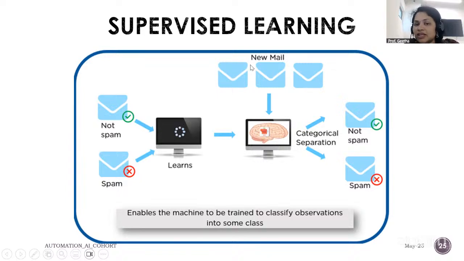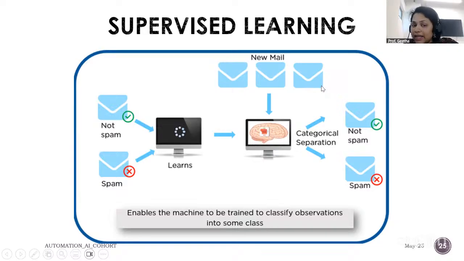So you can see new incoming mails, I'm passing them in. These mails, I'm not labeling. You can see here I have labeled. When I'm giving it for the learning purpose, I'm labeling it as not spam and spam. So once the machine has learned, I have converted that into a model, and to this model, I'm giving mails. I'm not telling whether it is spam or not spam.